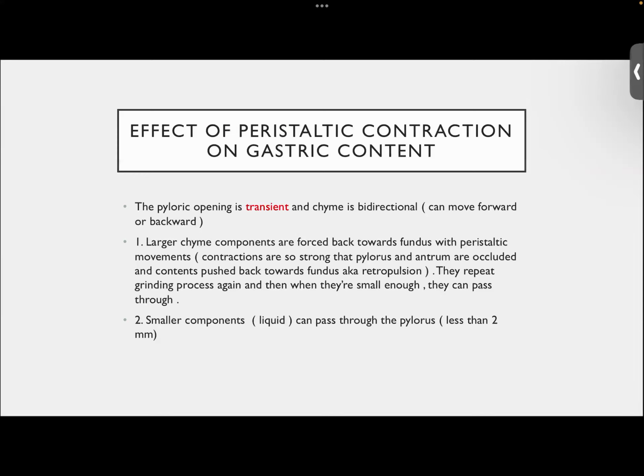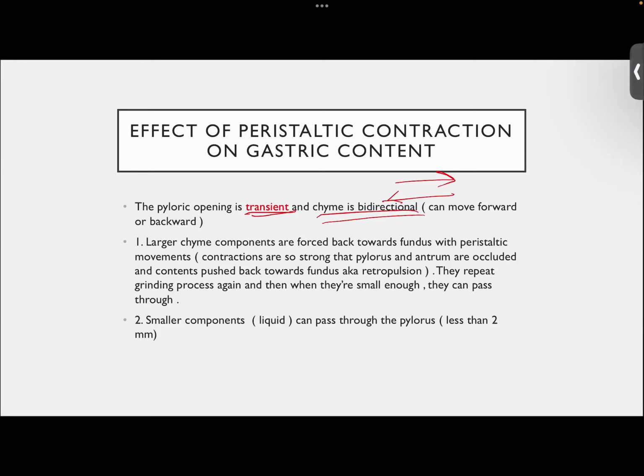So the first thing I need to tell you is the pyloric. You guys know the pyloric opening. It's guarded by the pyloric sphincter. It's between the large part of the stomach called the pylorus and the duodenum, right? So it's transient. And transient means it doesn't stay open all the time. It opens and closes. And chyme is bidirectional. That means the mixed up food can move in both directions. It can move from the stomach to the duodenum and it can move backwards.